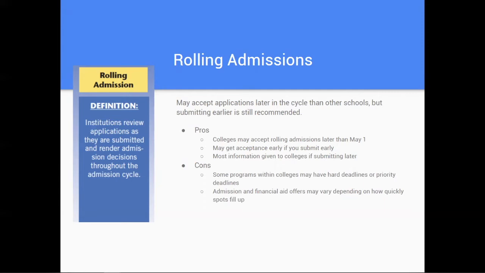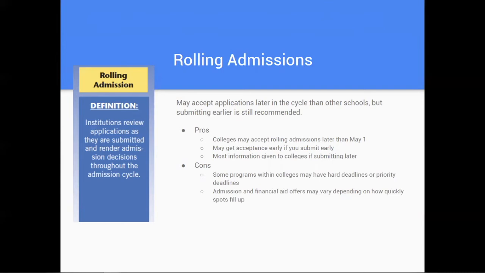Some cons: it might be trickier to keep track of rolling admissions because certain programs within colleges may have hard deadlines. For example, a lot of nursing programs in different colleges do have hard deadlines, and admission and financial aid offers may vary depending on how quickly spots fill up. So this is why we recommend that you still submit early, even though they might be accepting applications later than other colleges.